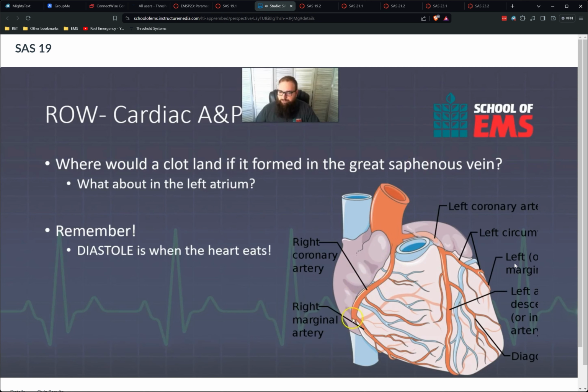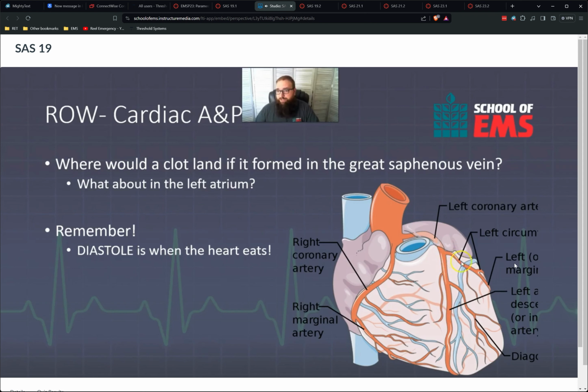This provides blood to the right atrium and the right ventricle. And then the left coronary artery breaks down into two. So this is sometimes called the left main coronary artery, the LMCA, or the LMC, or the left primary coronary artery, whatever the cardiologist learned in school. And this breaks off into the circumflex and the LAD, or the left anterior descending.